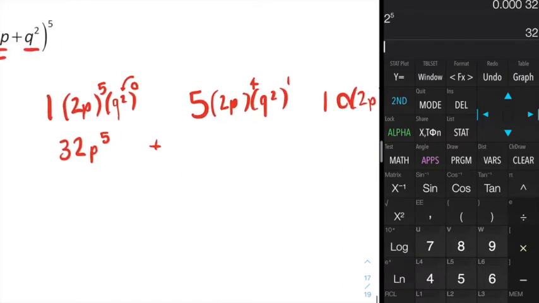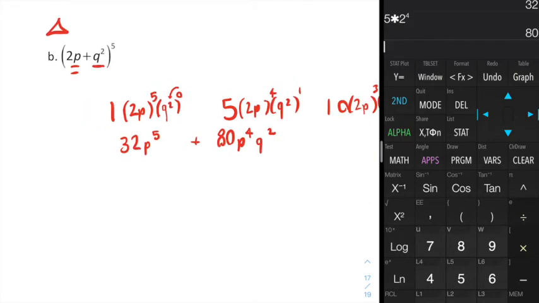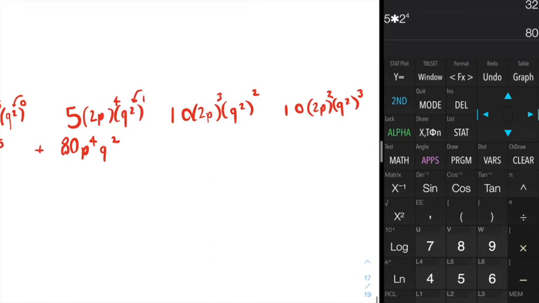We'll see a little bit more action here later, but 5 times 2 to the 4th, and then q squared to the first will stay as q squared. So this is what's kind of weird about these. This will be 80 p to the 4th, and then q squared. And I know those powers don't necessarily add up to 5, but it's because you have this q squared that we're starting out with anyways. So just be careful on that.